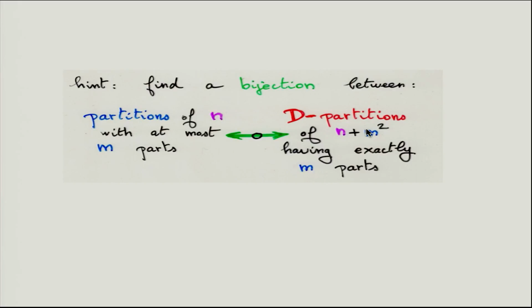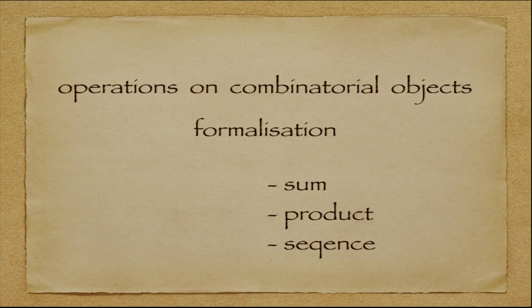So this was the intuition of the symbolic calculus. Now I make a formalization of this: the formalization of the operations on combinatorial objects, the sum, the product, and sequence of combinatorial objects.